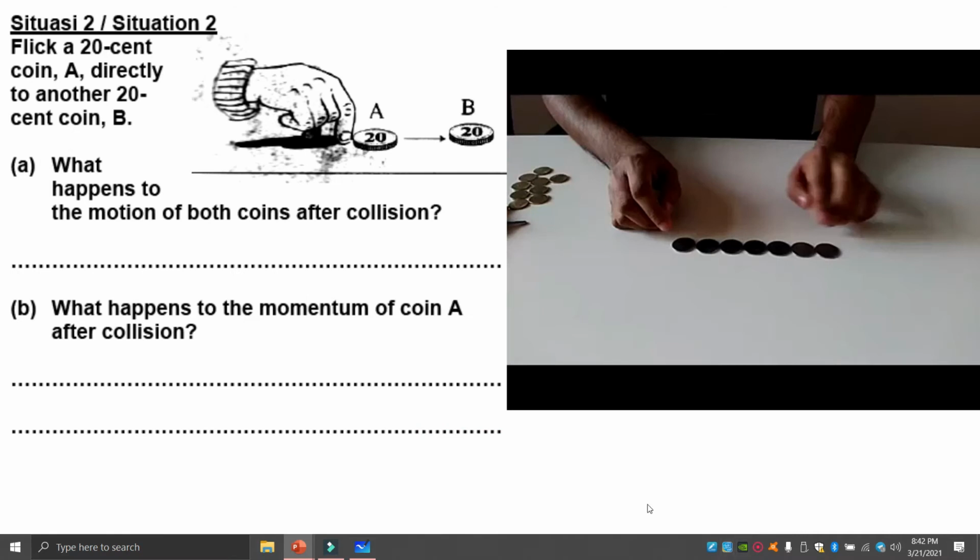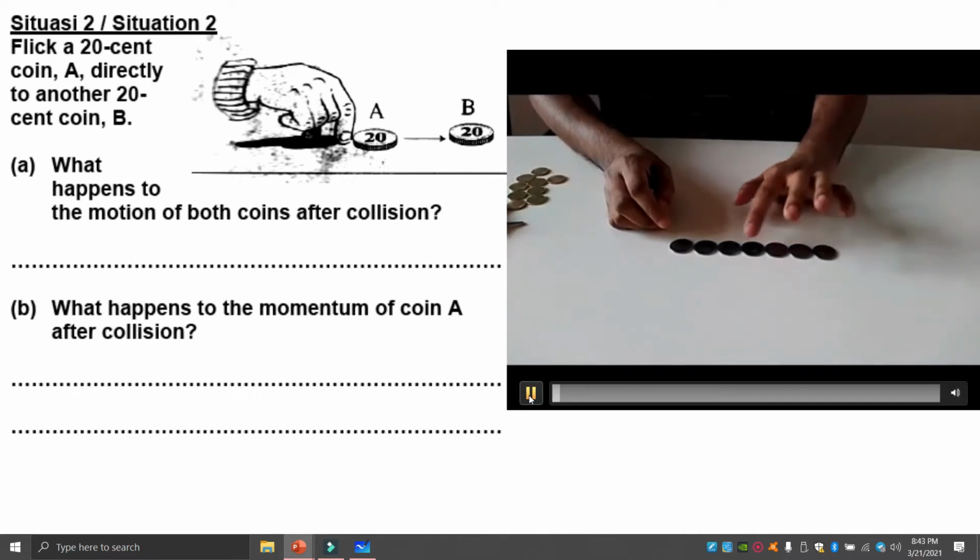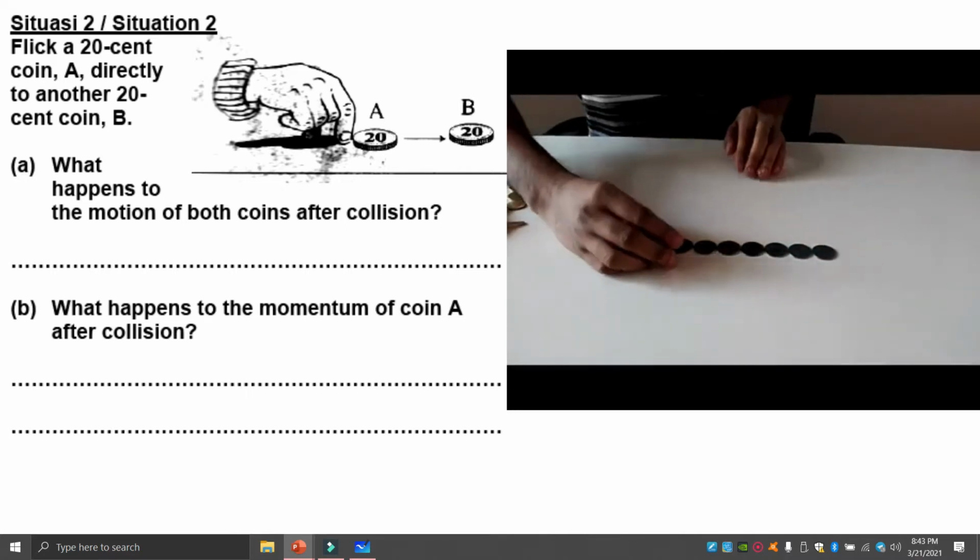Okay, now we have the next situation. Let's see this one: 1, 2, 3, 4, 5, 6, 7. Seven coins.